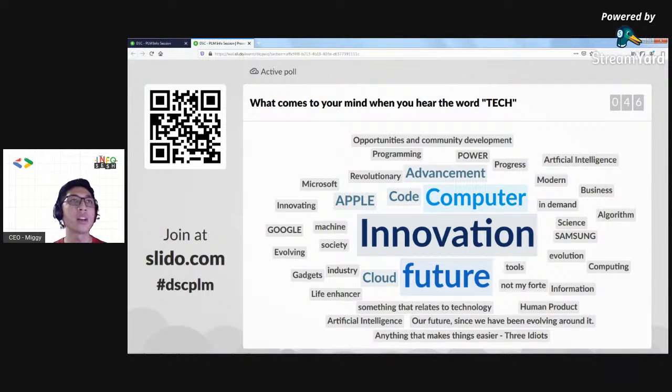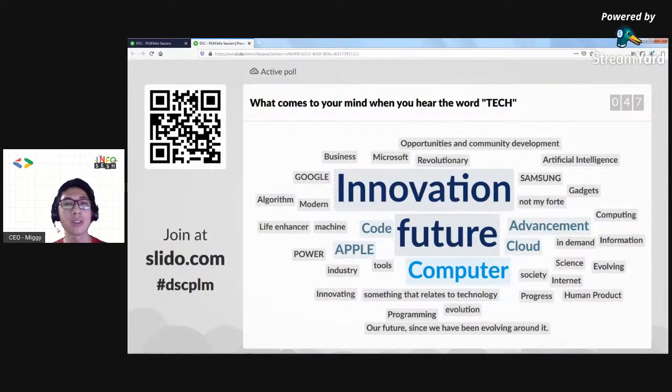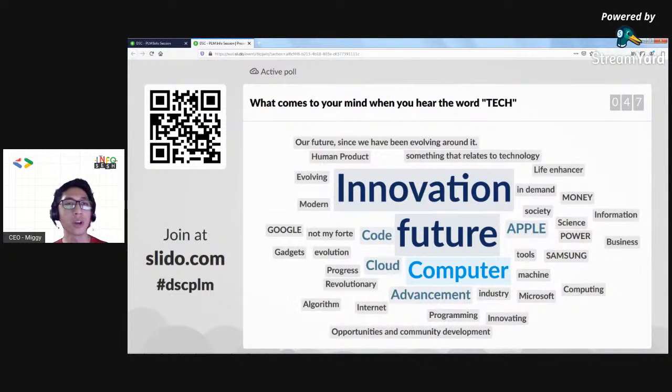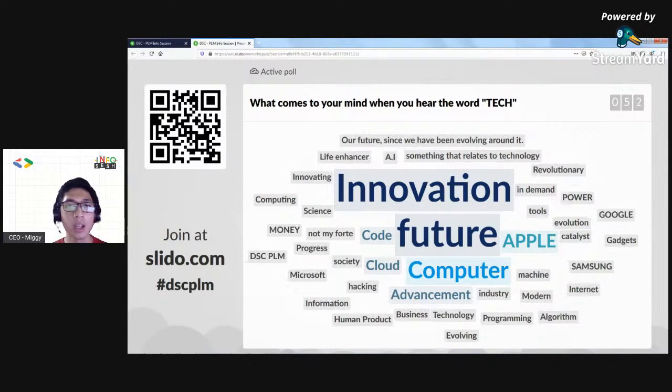Tech, when we hear the word tech, it sounds futuristic. It sounds like tools or everything. So, di ba, parang through tech we were able to achieve innovation, or we were able to innovate new things. So yeah, it's really nice to see all of your reactions over there.